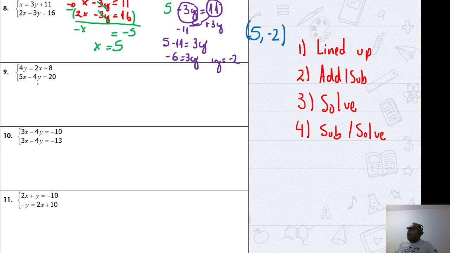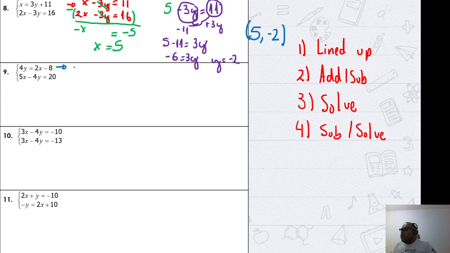Let's go right now to number 9. Number 9, are they already lined up? No, they are not. I need to line up everything, including the equal sign. Let's do it. I will move this guy over here. Let me move all the variables to the left-hand side, all the numbers to the right-hand side.